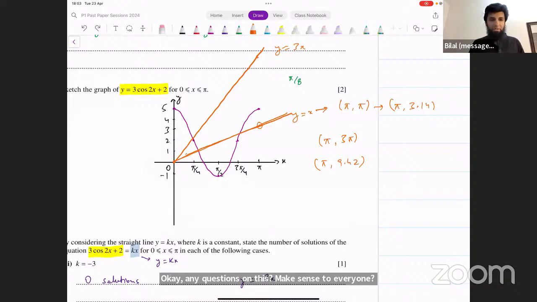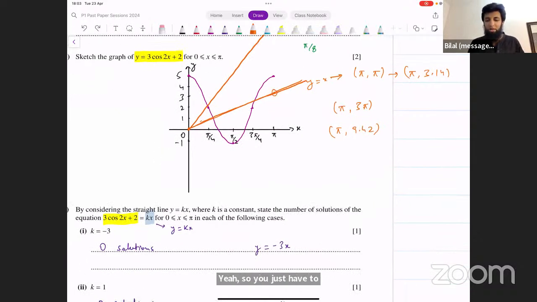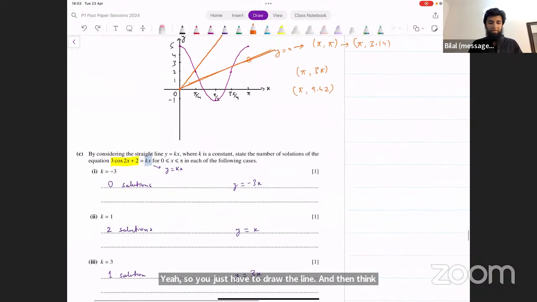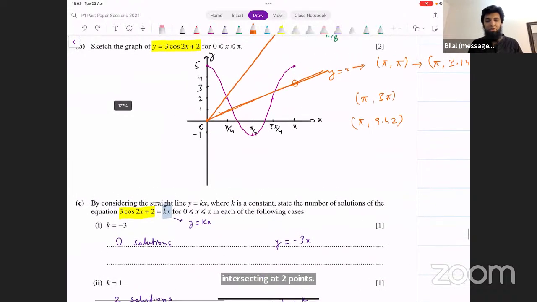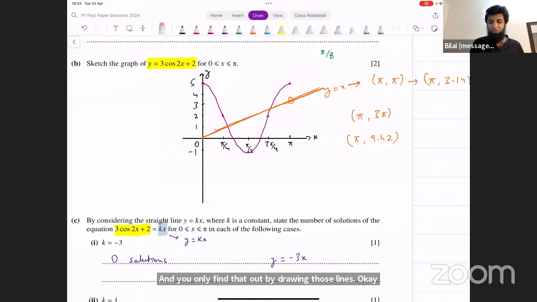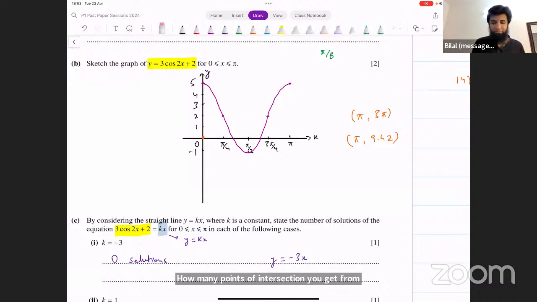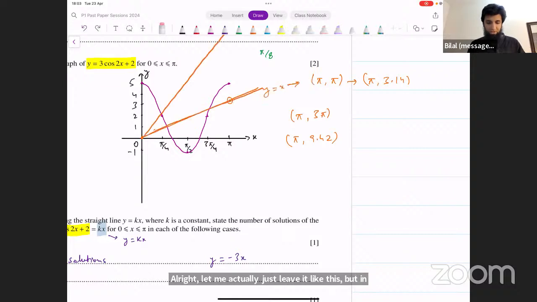Okay, so you just have to draw the line and then think using that, right? In the second case, it was intersecting at 2 points. And you only find that out by drawing those lines, okay? So in the graph that you drew in the earlier part, you just draw these 2 lines to try to understand how many points of intersection you get from that. All right, let me actually just leave it like this, in fact, for the notes later.